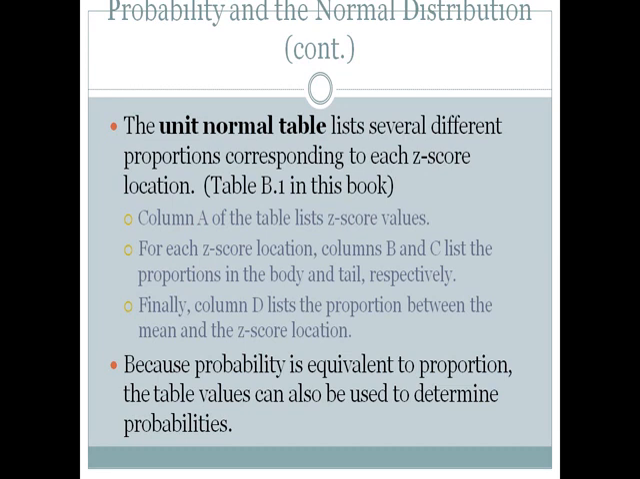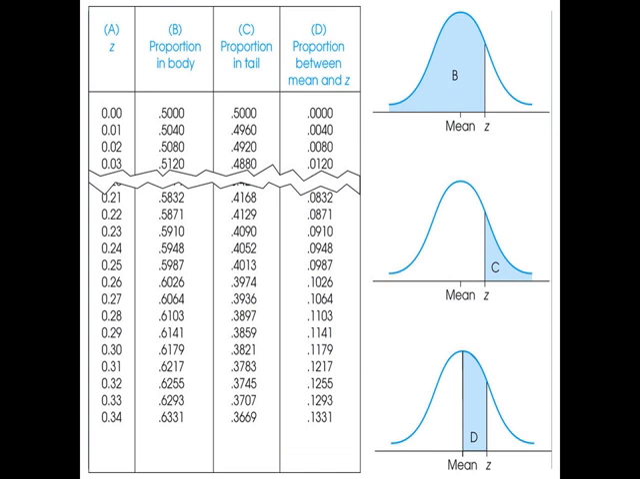Rather than going through the information I have listed on this slide, let's go straight to showing a small section of the unit normal table from the back of the book. I recommend, if you've got your textbook handy, to flip to table B1 so you can follow along here. What I have on the slide is just a small slice of table B1. You'll notice that table B1 gives us a list of z-scores. Column A is a list of z-scores, every possible z-score accurate to 2 decimal places.